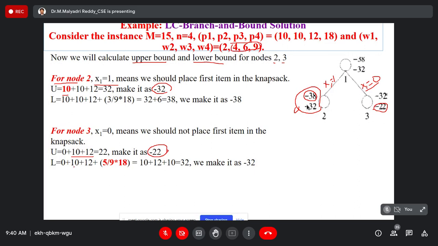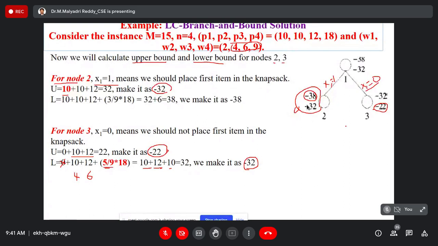Under the lower bound also, the first object is not included. The second object is included, that means the weight 4 is included, and the third object, 6, is included. Remaining 5 units are empty in the bag, and those 5 units are taken from the fourth object. That is the complete weight of 32: 10 plus 12 plus 5 units from the fourth object. Then I get the lower bound equal to minus 32. So the 2 and 3 nodes are completed.